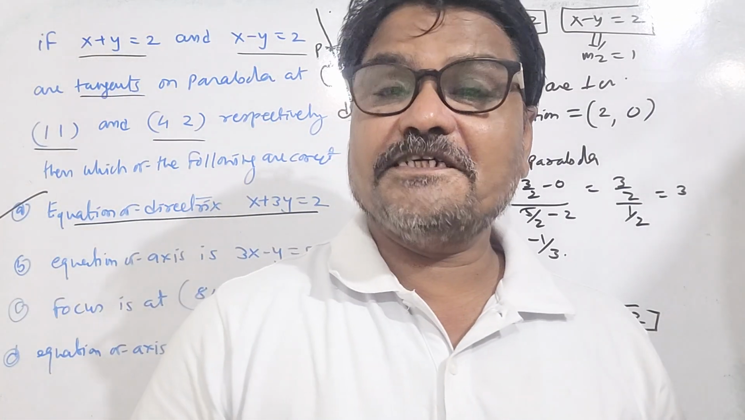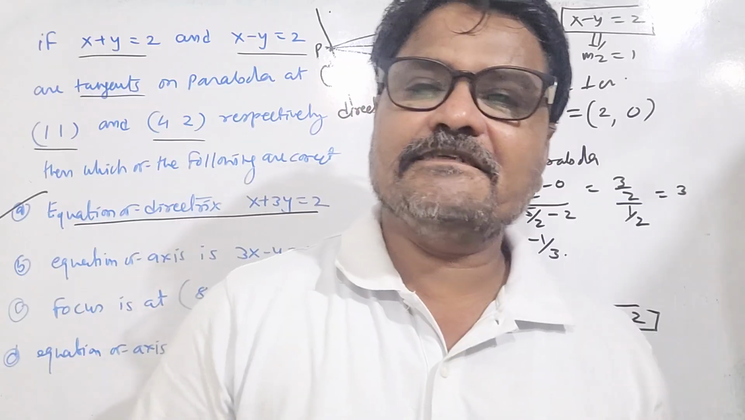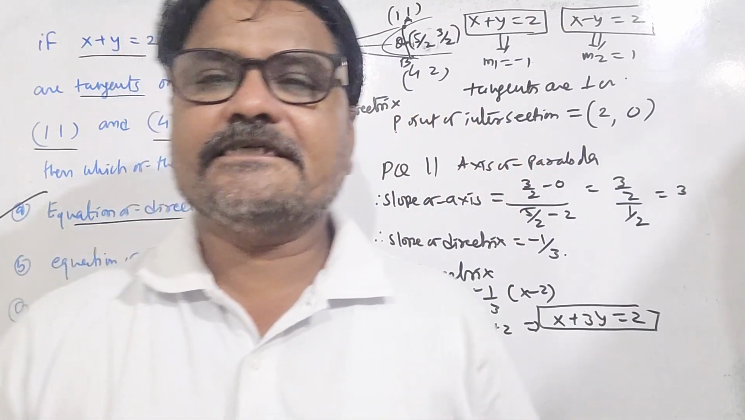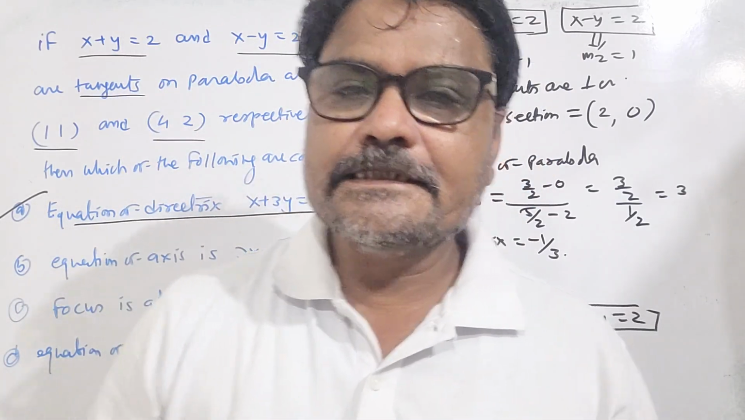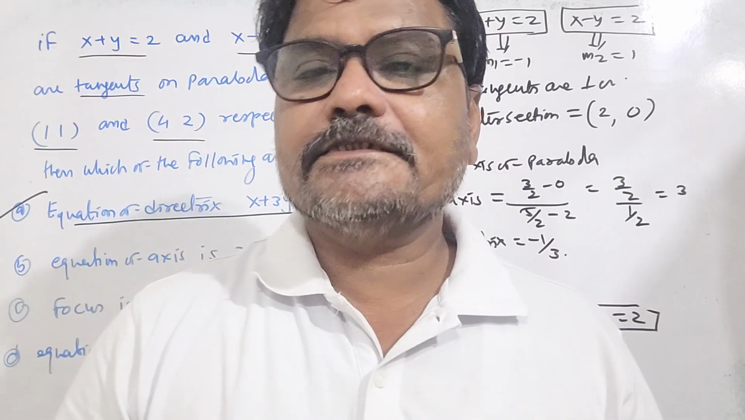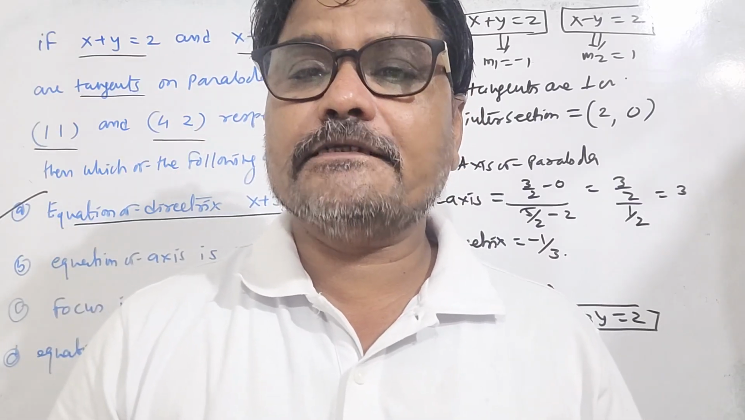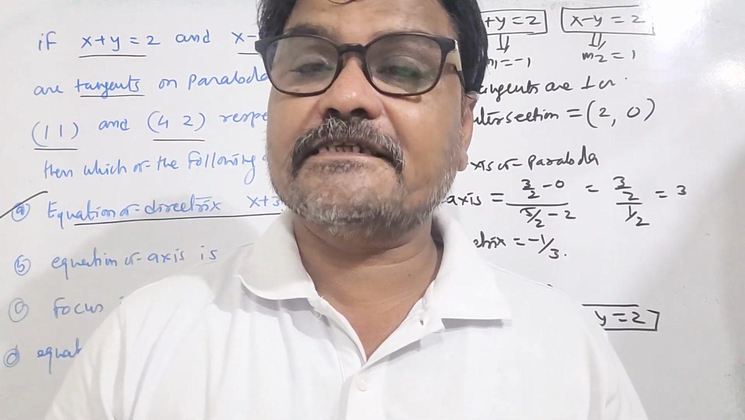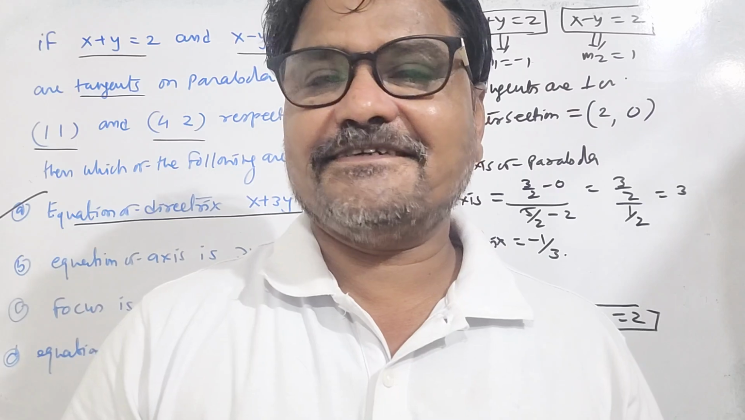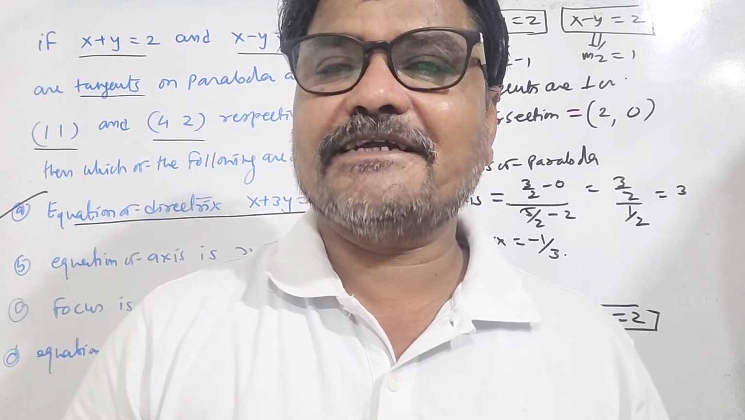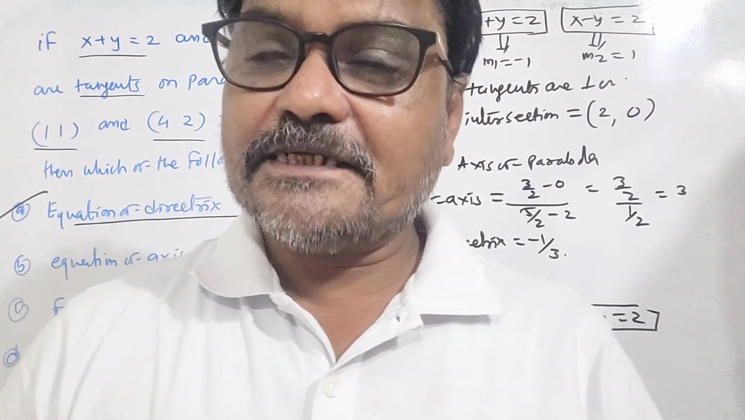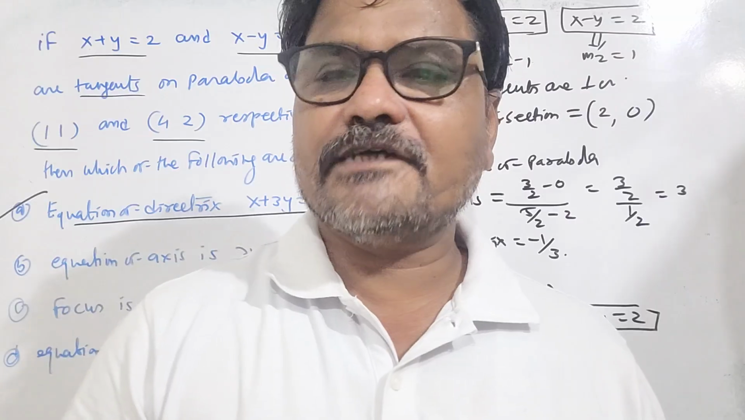How have we come to the equation of the directrix? First, we find the point of intersection of the tangents, and by knowing the slopes of the tangents, we come to know that the tangents are mutually perpendicular, and therefore they will definitely intersect on the directrix. Correct? So the point of intersection of the tangents, which lies on the directrix, we have found.